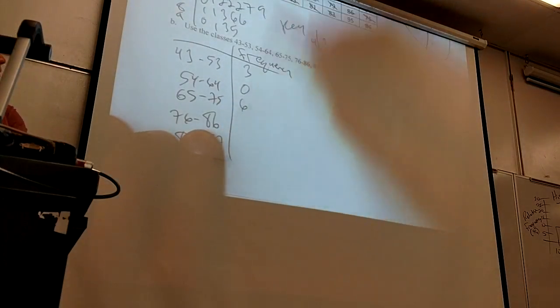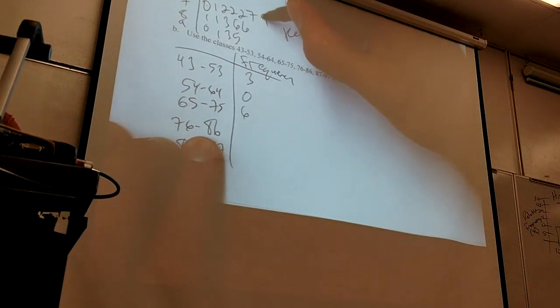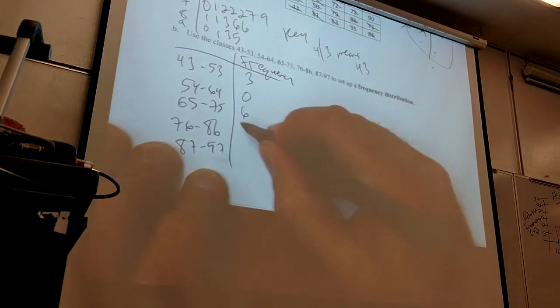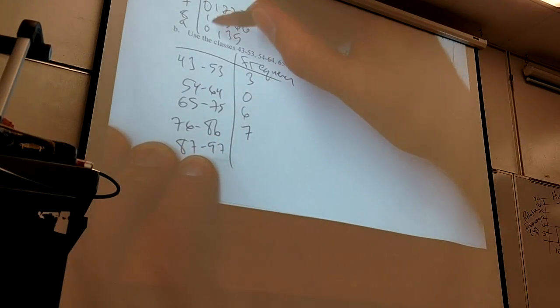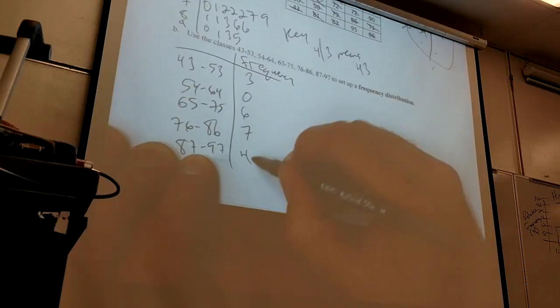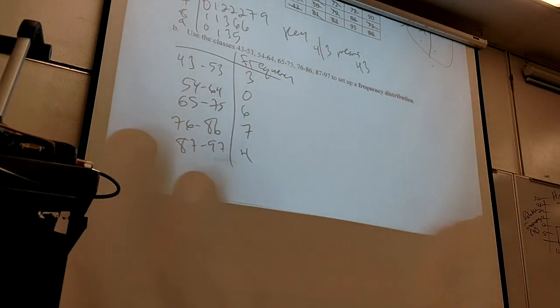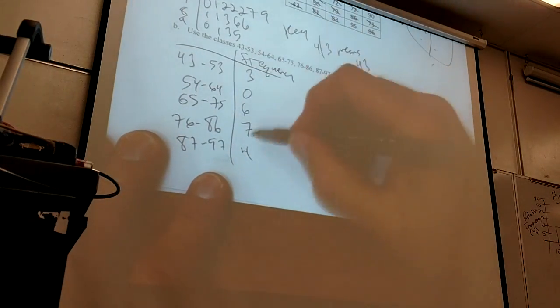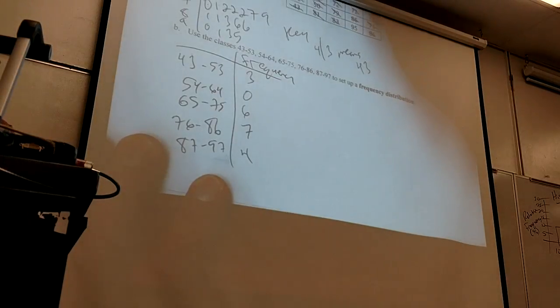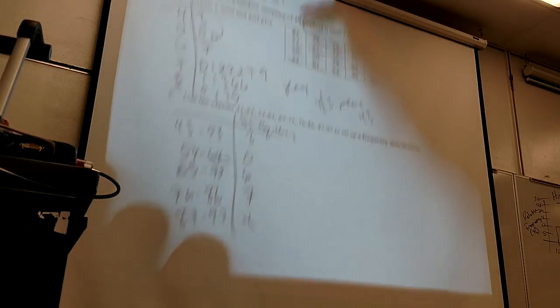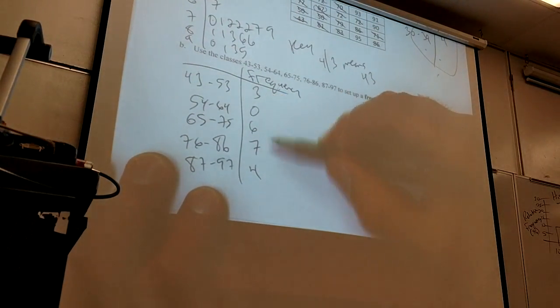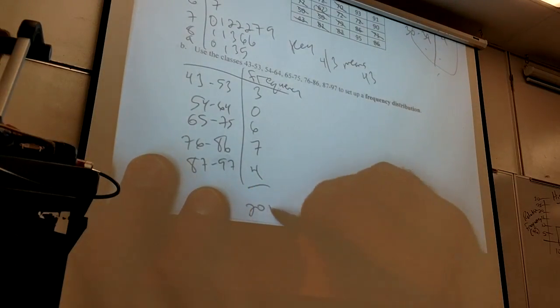Between 76 and 86? 7. Yeah, 1, 2, 3, 4, 5, 6, 7. 87 and 97? 4. Yes, sir. Oh, you're good. What's a good quick check right now? How many total data points am I supposed to have? 20. And how many do I have? 9, 16, 20. Thank God.